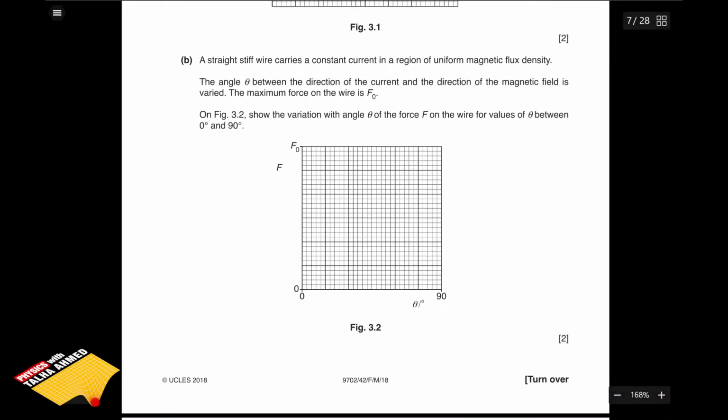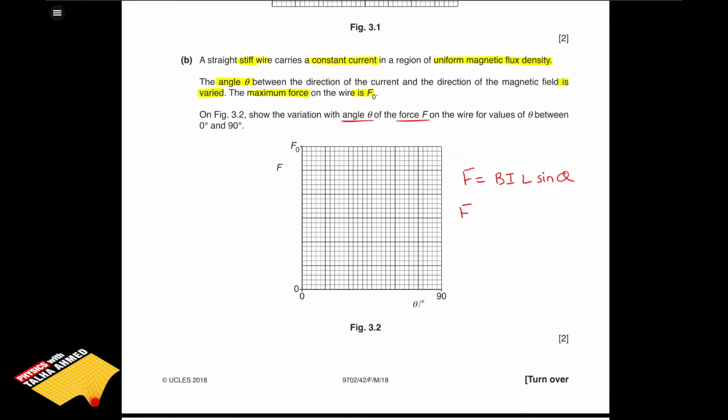Part B is basically a graph of force versus the angle theta, and it's the angle between a current carrying wire and the magnetic flux density. So you should know while solving this question is the equation that you have to use is force is equal to magnetic flux density, which is B, multiplied by the current, which is I, multiplied by the length of the wire in the field, which is L, and then all of that is multiplied by sine theta, which is your angle.